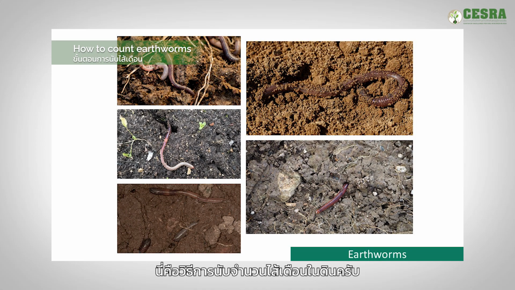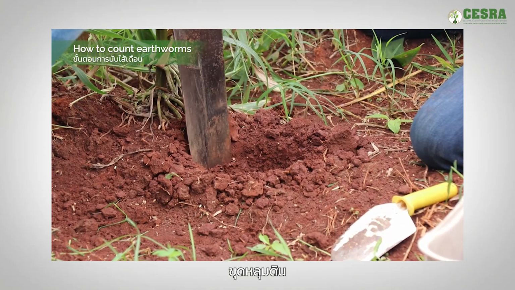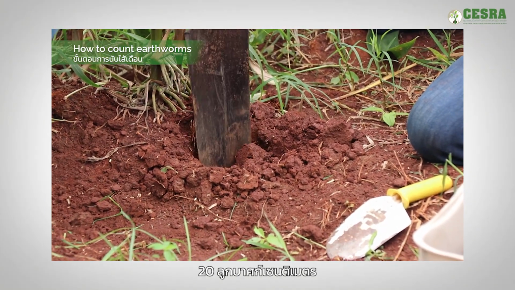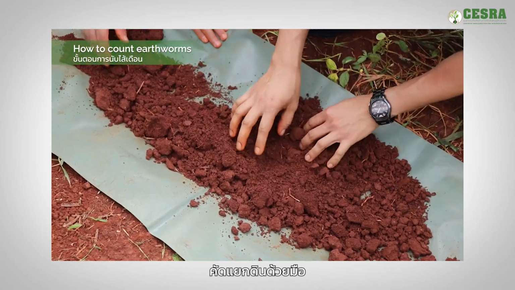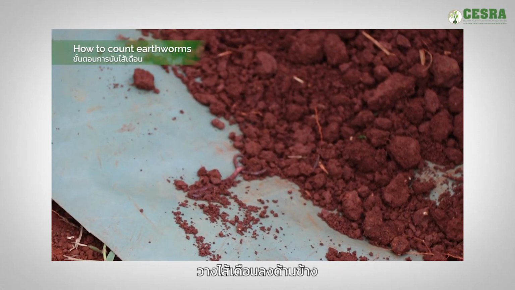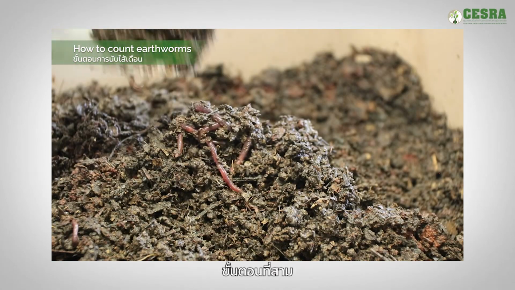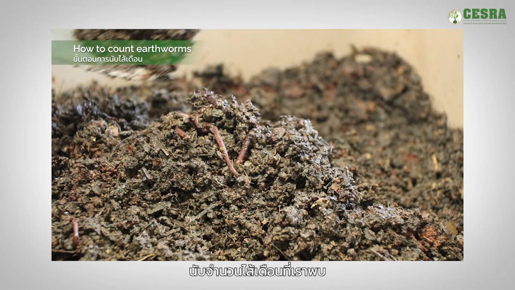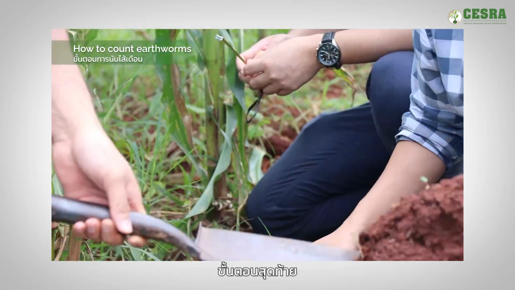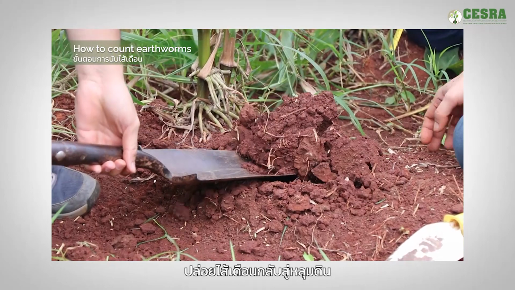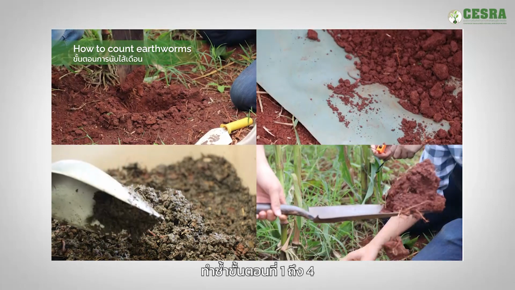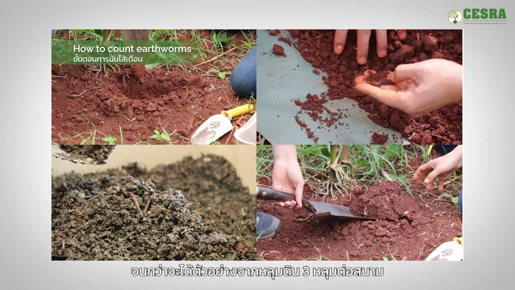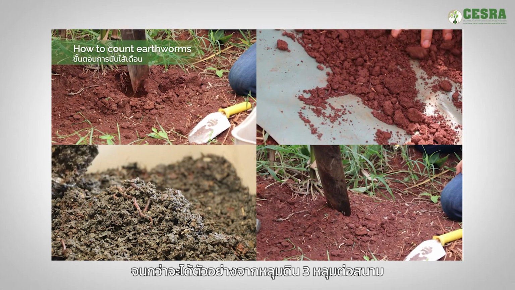Here are the steps to count the earthworms in soil. Step 1. Dig out a soil pit, a 20 centimeter cube of soil, and place the soil on the mat. Step 2. Hand sort the soil, placing each whole earthworm into the pot. Step 3. Count the number of earthworms we found. Step 4. Return the earthworms into the soil pit and backfill with soil. You may repeat steps 1 to 4 until you get 3 replications per field.